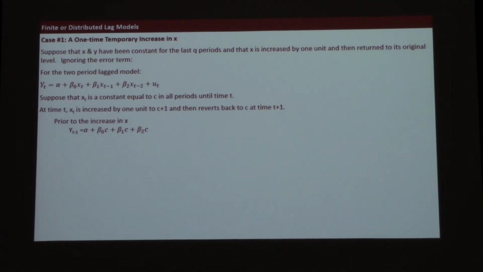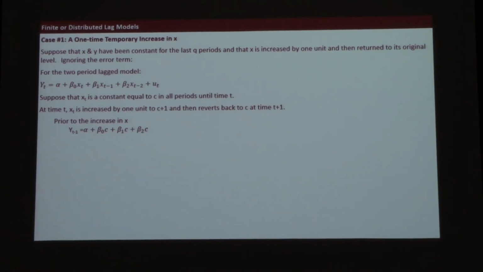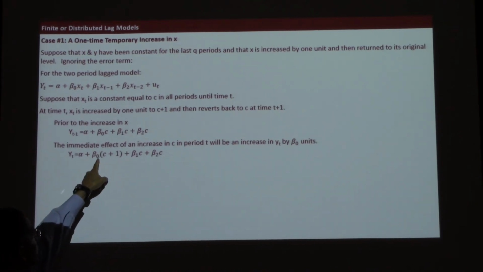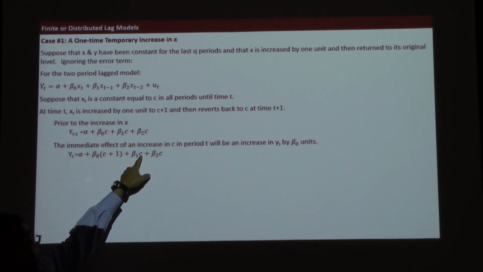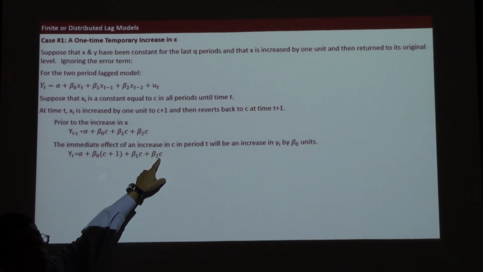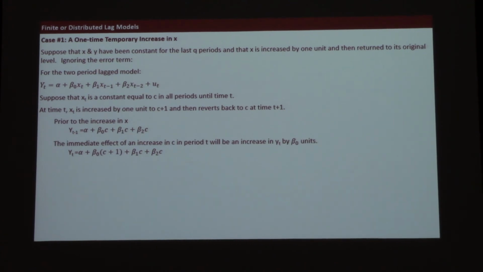Right before the increase, remember, advertising was some constant, right? That hasn't changed. We're going to increase advertising by 1 unit in the current period, which is this period here, the coefficient of beta 0. But a period ago, it was still C, and 2 periods ago, it was still C. So this is the only increase that occurs. So beta 0, Y is going to increase by beta 0.